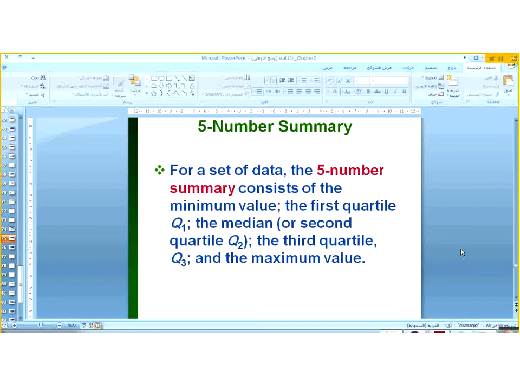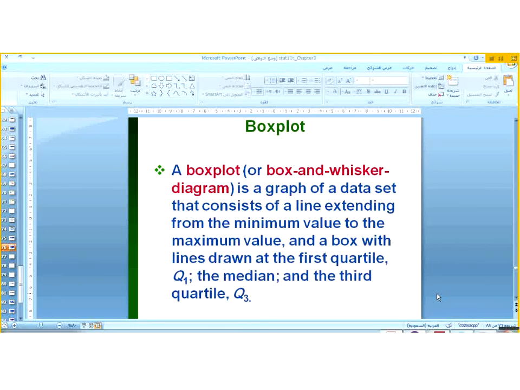5 sample summary. لما يطلب منك يقول لك find the 5 sample summary. إيش هم ال 5 sample summary؟ المينيمم value، الفيرست quartile Q1، السكند quartile Q2 or the median, and the third quartile or Q3 and the maximum value. الخمس قيم هذه هي ال 5 number summary.